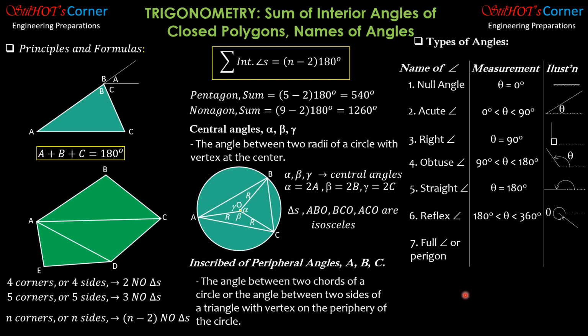When the sum of two angles theta 1 and theta 2 is equal to 90 degrees, we call each of them the complement of the other, or they are called complementary angles. When the sum is equal to 180 degrees, each of them is called the supplement of the other, and these angles are called supplementary angles. Finally, when the sum is equal to 360 degrees, we call each of them the explement of the other, and these angles are called explementary angles.